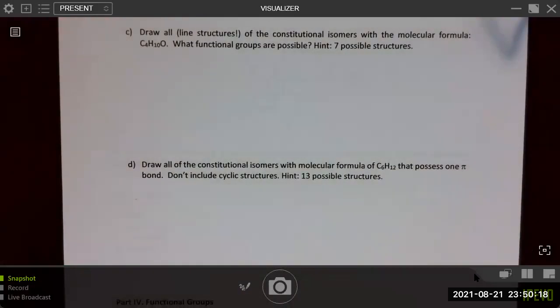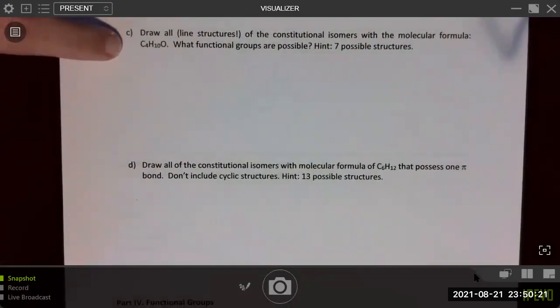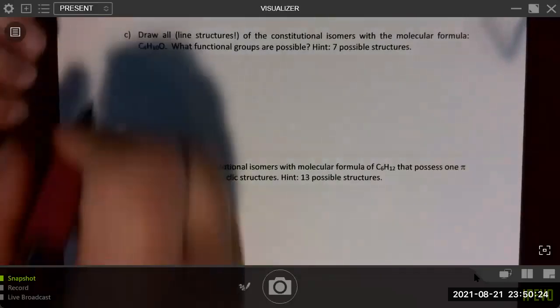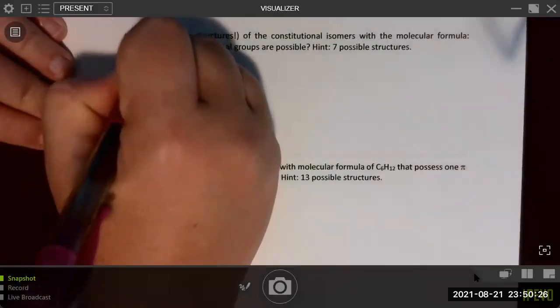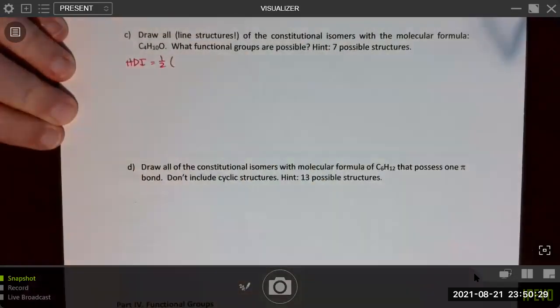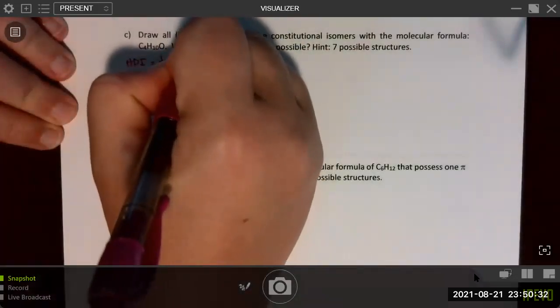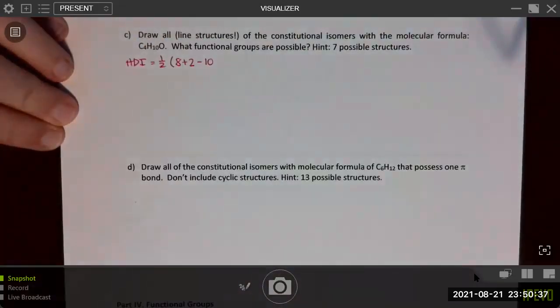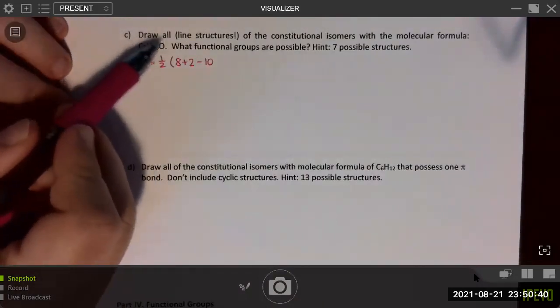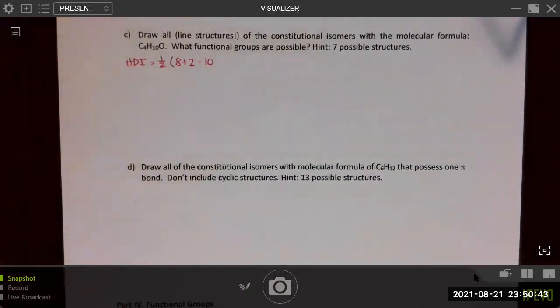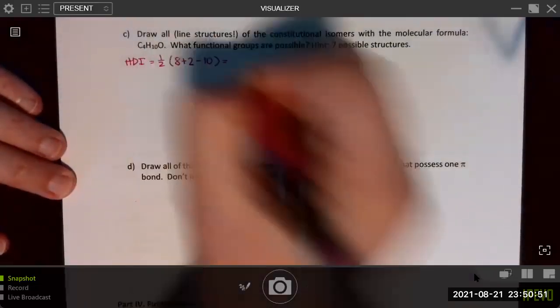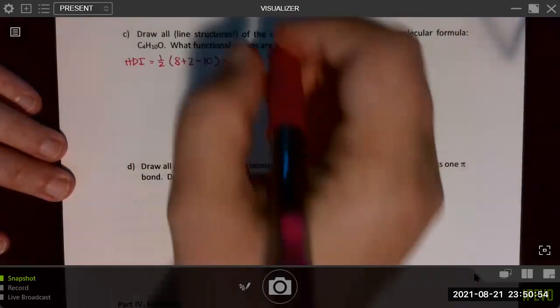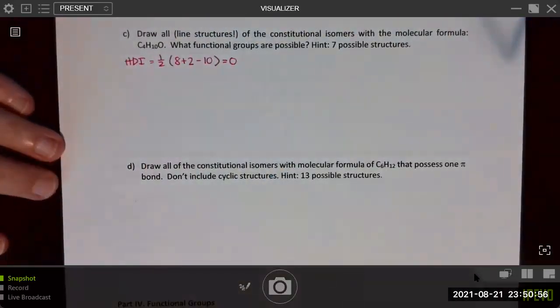Okay, so now we have a new molecular formula. Let's go ahead and calculate HDI. So HDI again is 1/2 times 2 times the number of carbons, 8, plus 2 minus the number of hydrogens, and oxygens don't matter. If there are oxygens, it doesn't matter how many, they don't go into the formula. They don't change the hydrogen deficiency index. It's going to be 0, so no pi bonds and no rings.